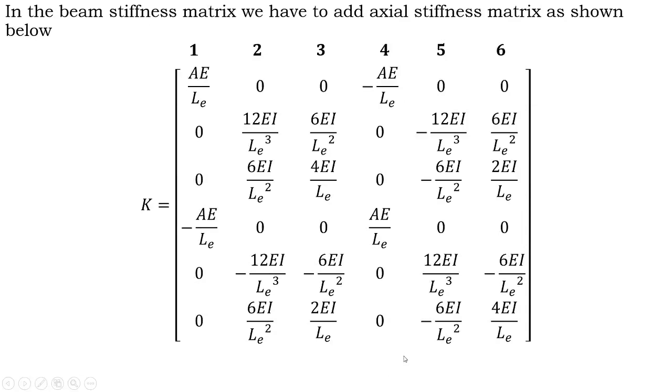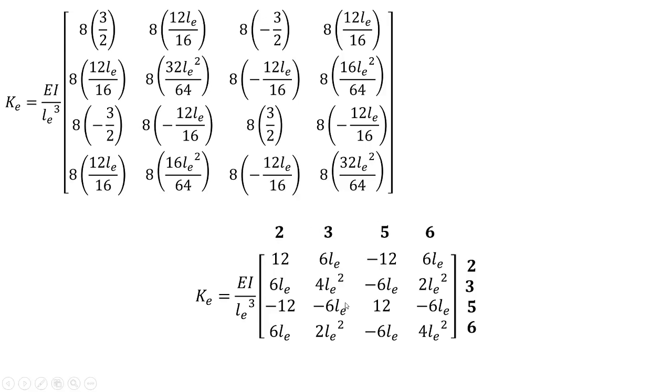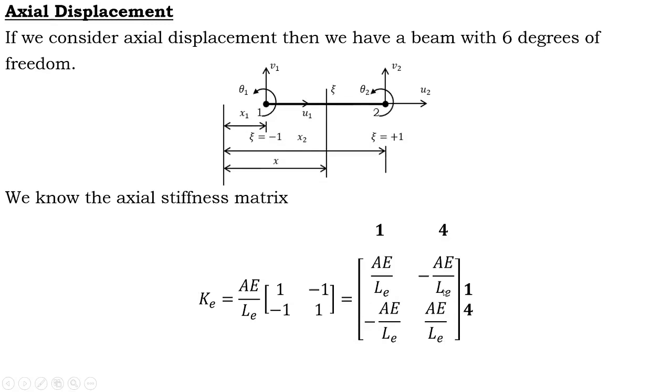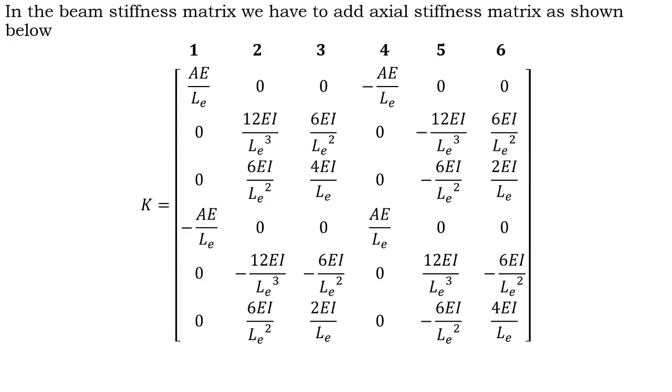Like this you add these two matrices. These are the two matrices I need to add. This is the first matrix and this is the second matrix. When I add these two matrices, I am going to get the stiffness matrix for 6 degrees of freedom. So this is the stiffness matrix for 6 degrees of freedom.